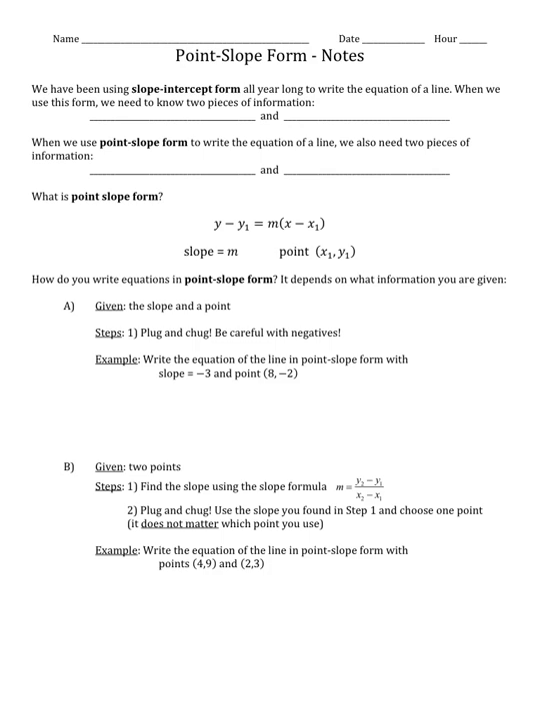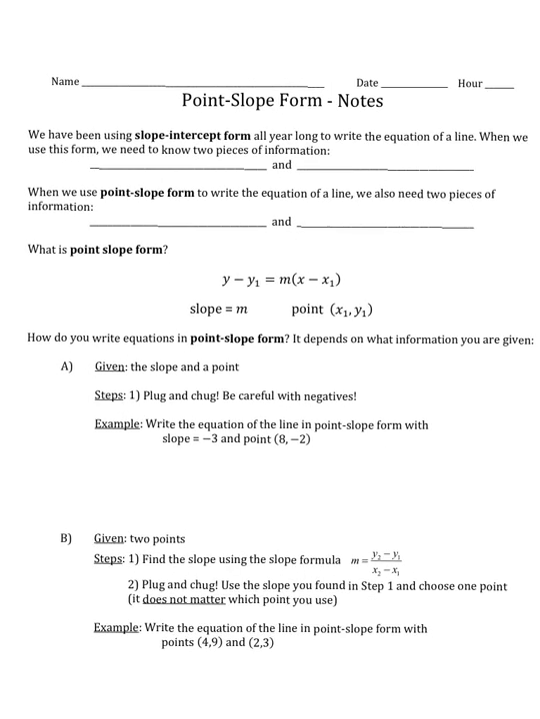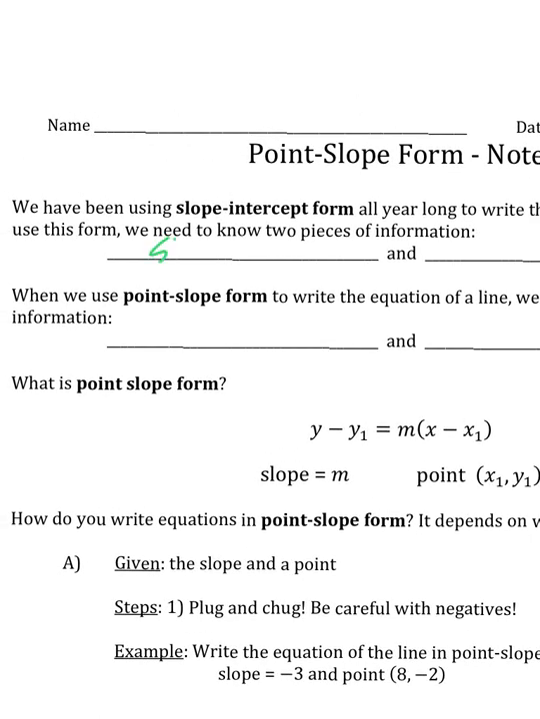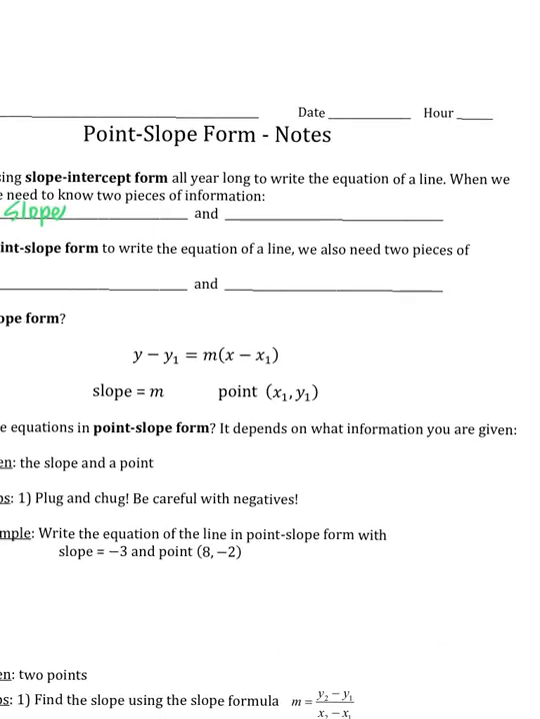Today we're going to talk about point slope form. Okay, so let's take a look here. We've been using the slope intercept form so far to write equations of a line. When we use this form, we need to know two pieces of information. We need to know the slope and we need to know the y-intercept.